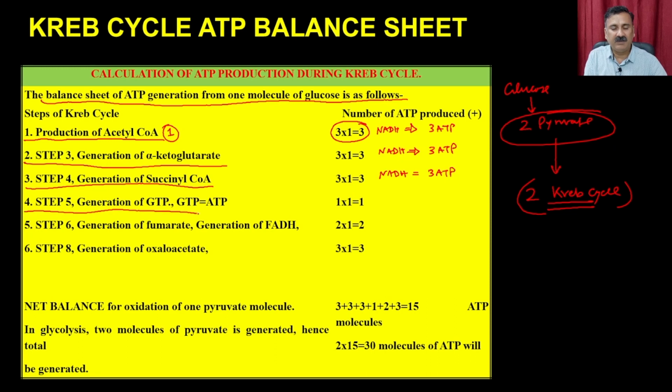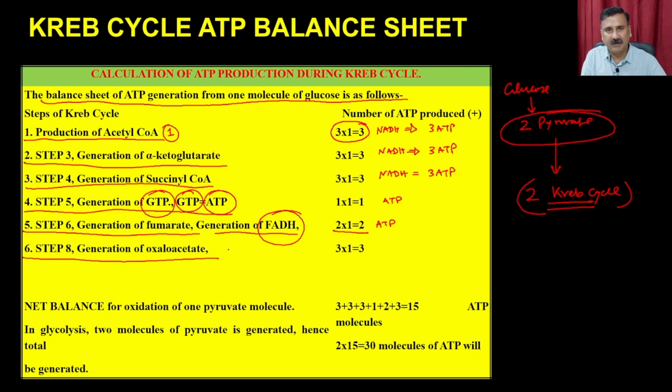Then in step number 5, there is a generation of GTP, and the energy of one GTP molecule is equivalent to an ATP molecule, and that's how one molecule of ATP is produced. Then in step 6, generation of fumarate, so generation of FADH2, and FADH2 produces 2 molecules of ATP during the electron transport chain. Then in step 8, the last step, where you are utilizing the malate, you have produced another molecule of NADH, and that is also going to give you 3 ATP molecules.